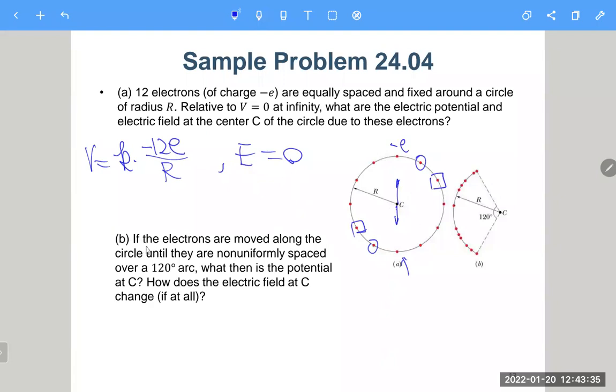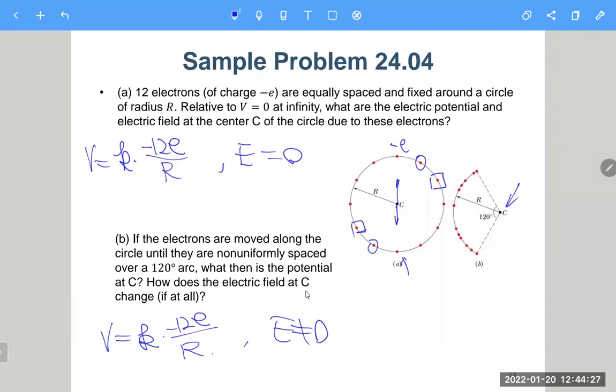And for part B, it says all the electrons are distributed over this 120 degree arc. What is then the potential at C? There will be nothing different, because it's only related to the charge amount and the distance. The distance doesn't change and the charge amount doesn't change, so at point C, the potential doesn't change at all. But here E will not be zero, because E is a vector, so you need to consider the vector sum. E is not zero in this case.